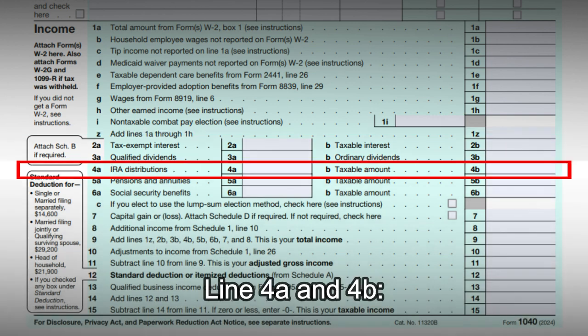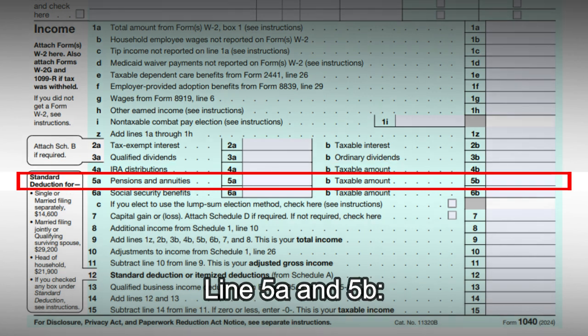Line 4A and 4B. IRA distributions refer to the money you withdraw from your individual retirement account, IRA, and the taxable portion refers to the amount of the distribution that is subject to tax. Line 5A and 5B. Pensions and annuities are types of retirement income that are typically paid to you in regular installments after you retire. The taxable amount of these distributions is the portion of the pension or annuity payments that is subject to federal income tax.